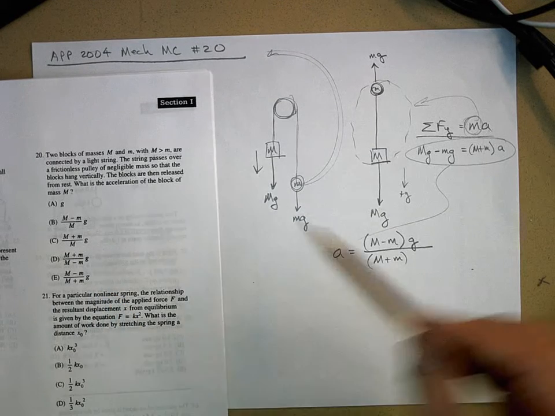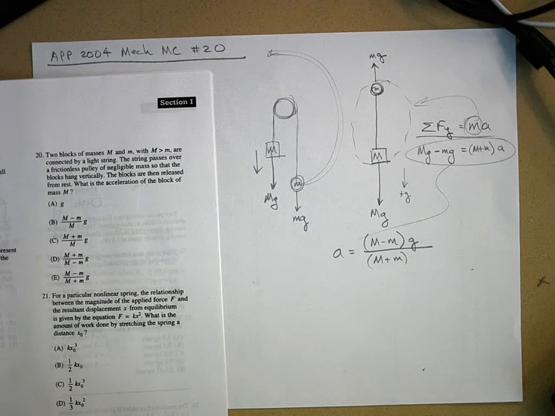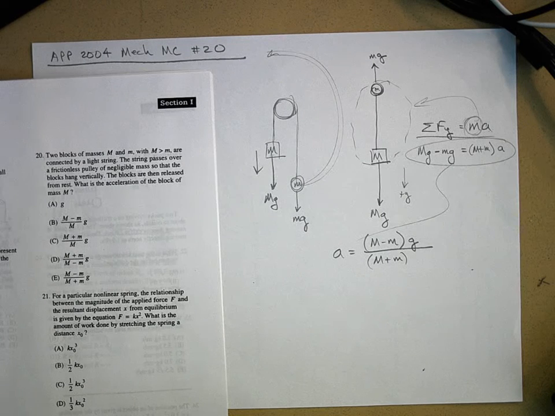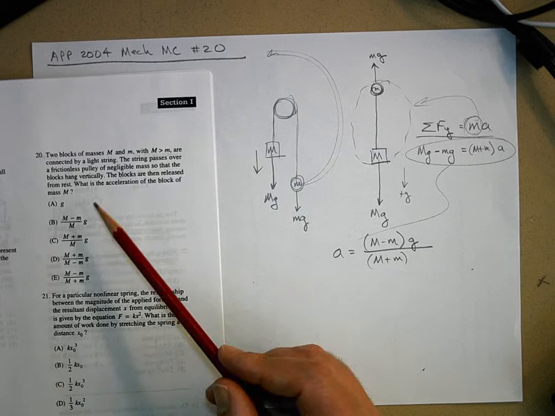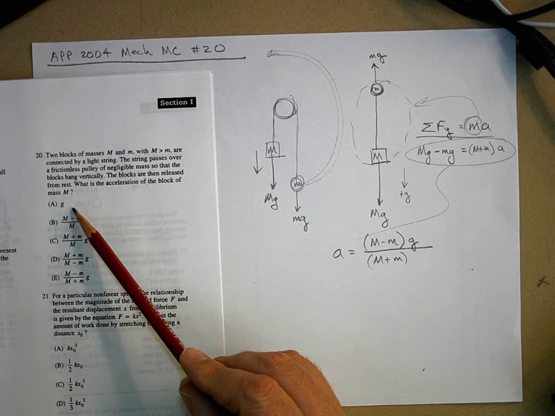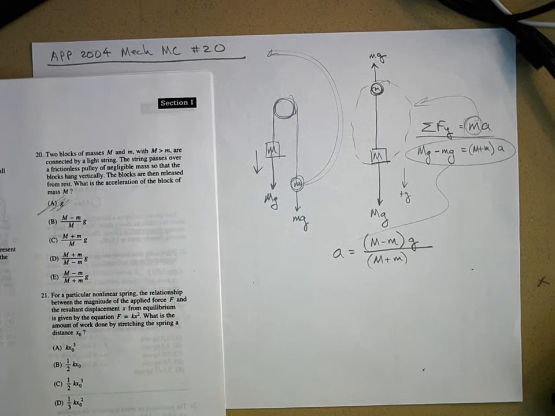Now, let's say you don't have time for that, or you forget how to do that, or you're just getting kind of lost in it. How do you make an intelligent guess? Well, first of all, G doesn't make any sense. I have to eliminate that one. It's going to be slower.